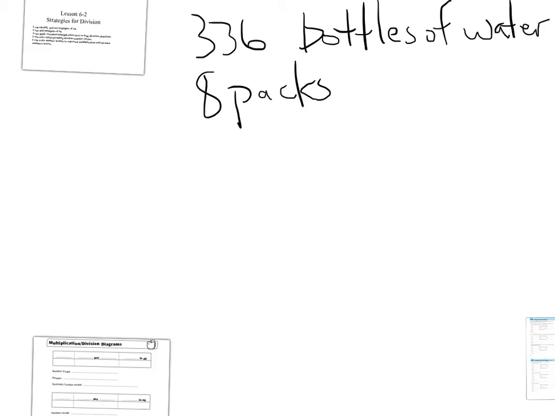So the first thing you're going to tell yourself is, what am I looking for here? What kind of problem will it be? Well, it's going to be 336 divided by 8. That's going to tell you how many water bottles you used in 8-packs. How many 8-packs went into 336?